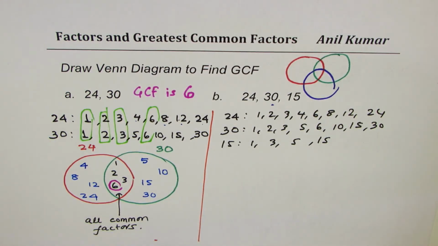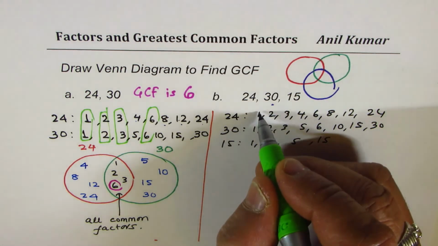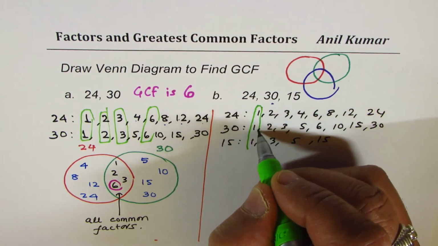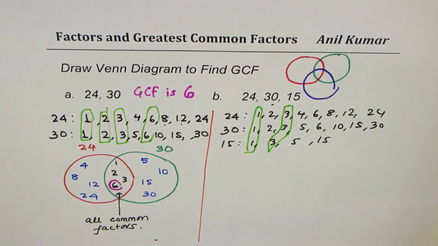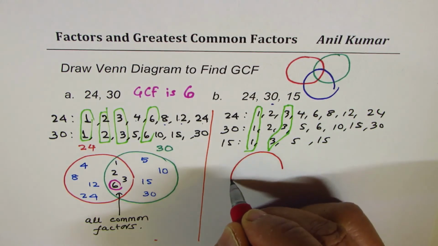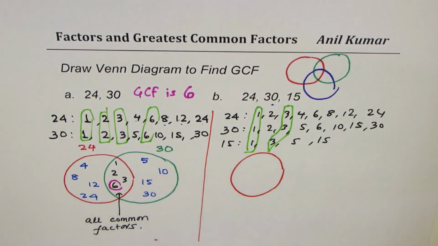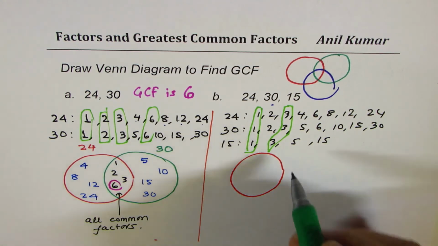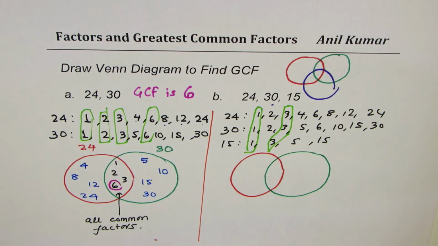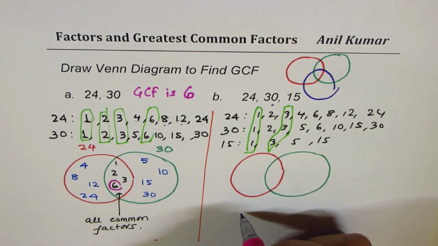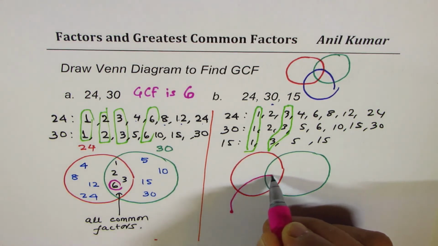Perfect. Now let's look for the factors which are common to all three of them. So 1 will obviously always be common. The second number here is 3, which is common. Correct? So let's make our 3 circles. One for the number 24. The other one will be for number 30. And the third one is for our number 15, which is the new number for us. So that makes this circle.